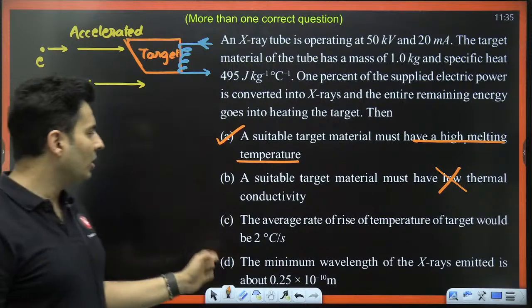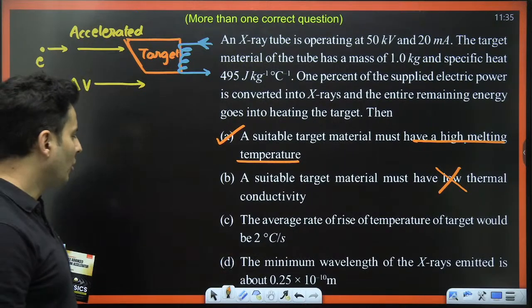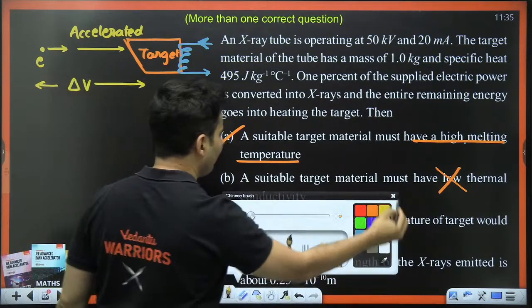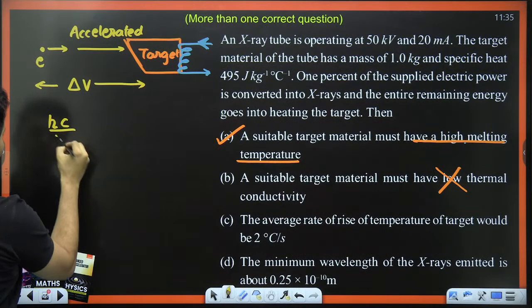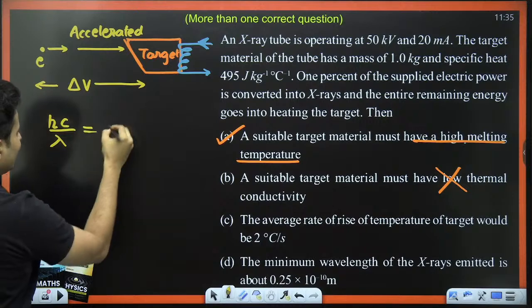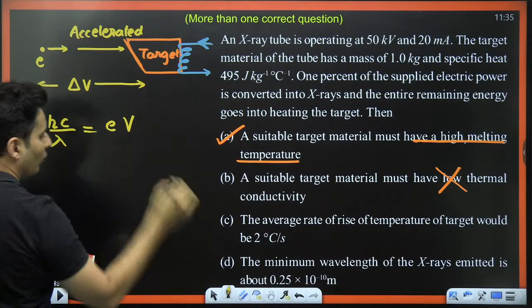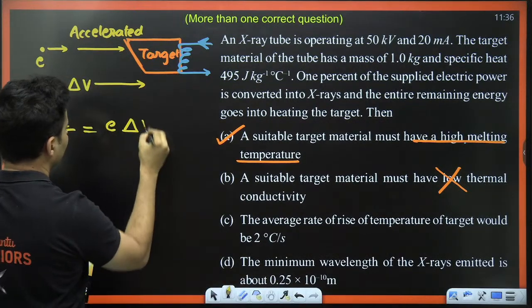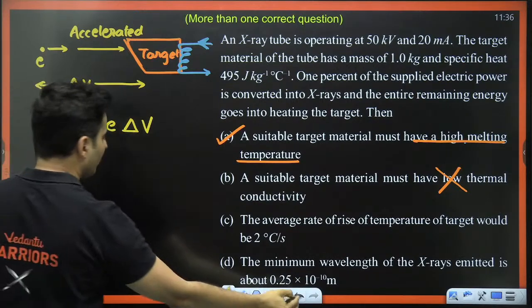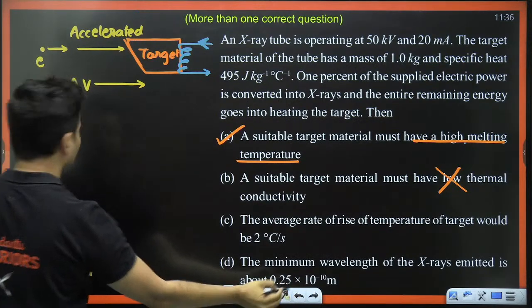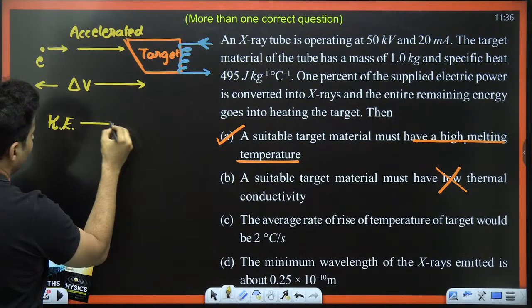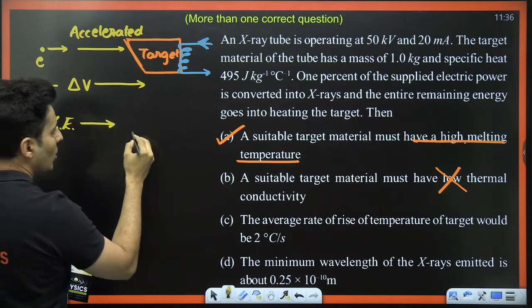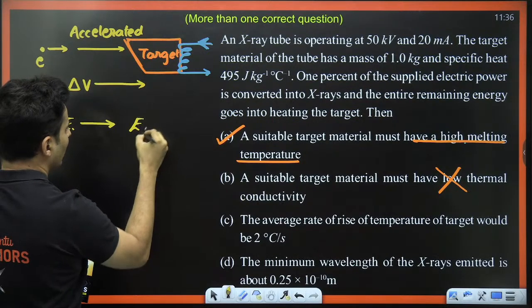The average rate of rise and the minimum wavelength. Both these things. Minimum wavelength we can find out very easily using this equation: hc by lambda is basically e times the voltage by which you have accelerated it. If you write it in the proper order, kinetic energy is going to get converted into the energy of the photon.